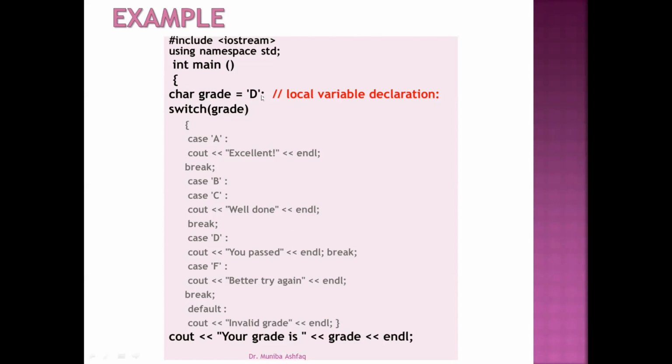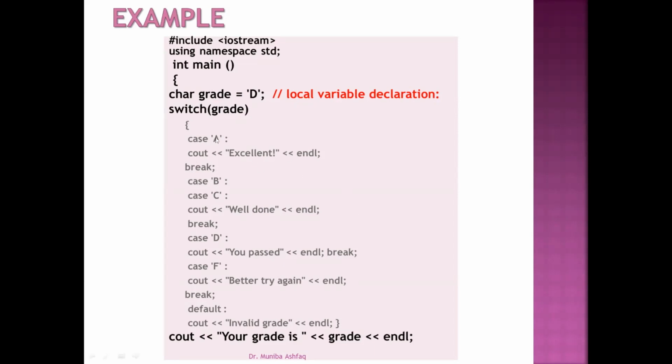D is a character constant, and we have assigned it. And within this switch, we are checking this grade, and you can see that these are the curly brackets, which are the block of this switch structure. And we are checking whether the grade is A, B, C, D, F. And accordingly, we are just displaying some messages on the screen.